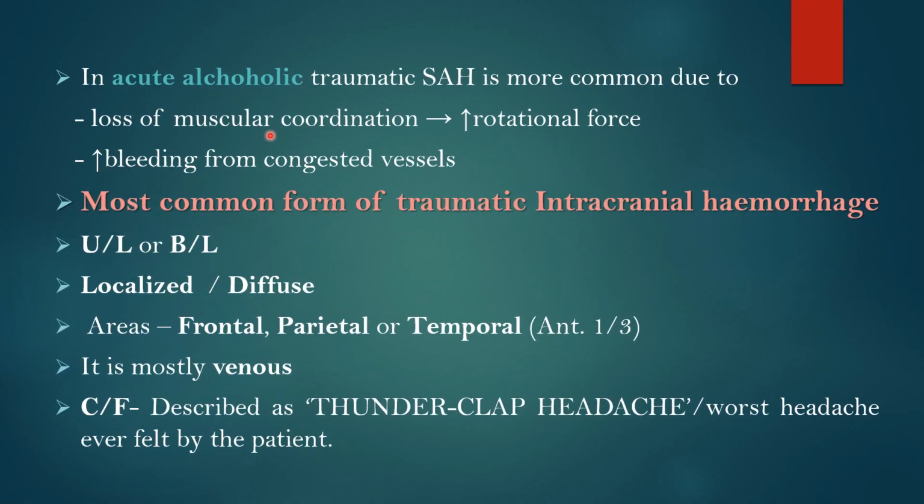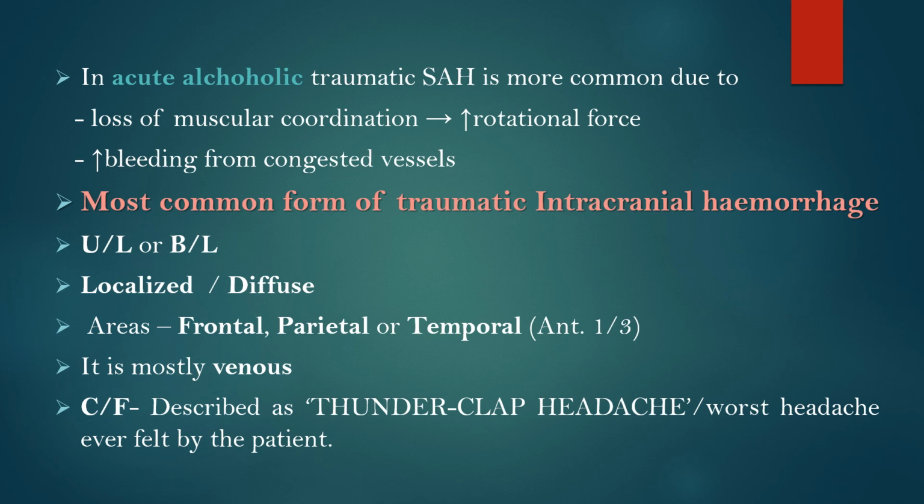In acute alcoholics, traumatic subarachnoid hemorrhage is more common because there is loss of muscular coordination. So while falling, the head will be rotated. There's a rotational force, so the vessels rupture and form a subarachnoid hemorrhage. The most common form of traumatic intracranial hemorrhage is subarachnoid hemorrhage in absolute numbers. It can be unilateral or bilateral, localized or diffuse. Sites are usually frontal, parietal, or anterior one-third of temporal, rarely seen in the occipital area.